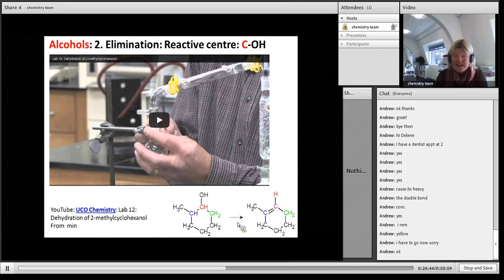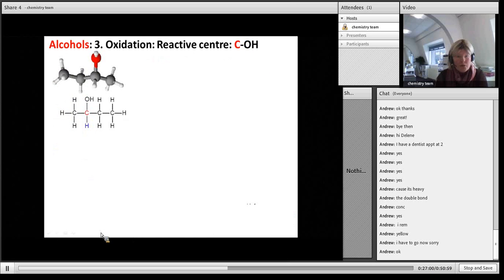Right, so let's carry on. You can look at this YouTube clip in your own time, so over lunch or something, so you can see the procedure. You'll notice that the procedures are all very similar for organic chemistry. So, with the alcohols, we've looked at the substitution, we've looked at elimination, and now we're looking at oxidation. So, again, the oxidation, we look at the reactive center, this carbon containing the OH, and we look at what else is on that carbon.